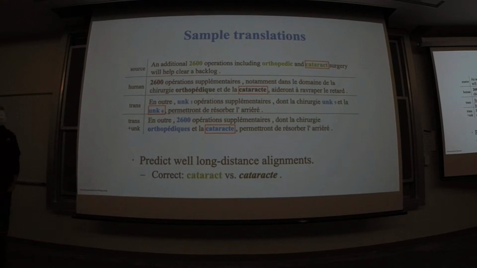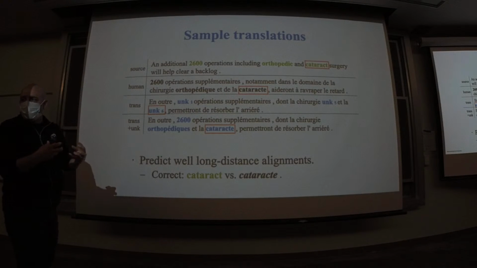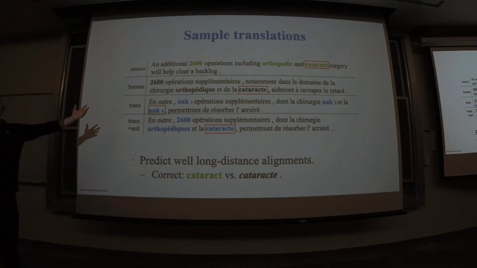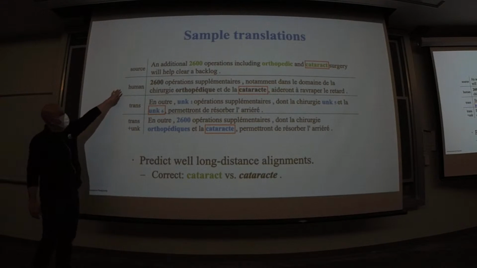All right. So here are some ways that this works. These in green are words that aren't part of our vocabulary. So numbers like 2600 are not part of the vocabulary. Orthopedic doesn't show up enough, so it's not part of the vocabulary. Cataract was not. Here's the human translation.